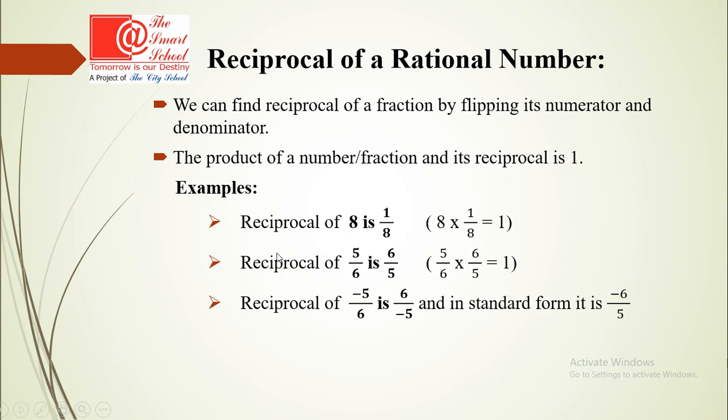And here the reciprocal of 5 over 6 is 6 over 5, and when we multiply these two, the answer will come 1. The reciprocal of minus 5 over 6 is 6 over minus 5, or in standard form we can write minus 6 over 5.